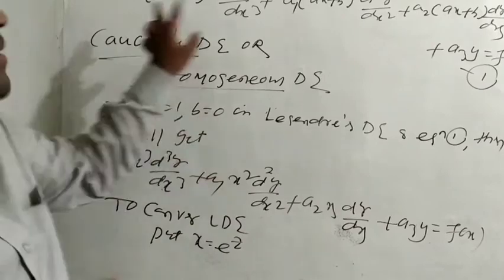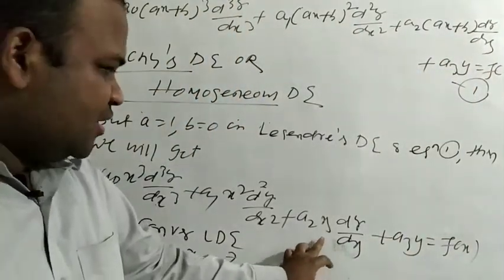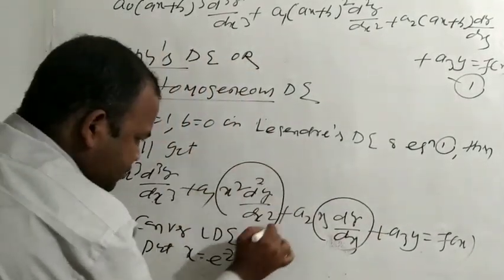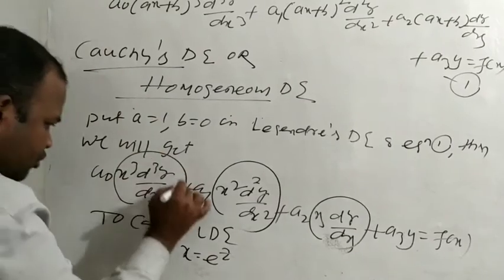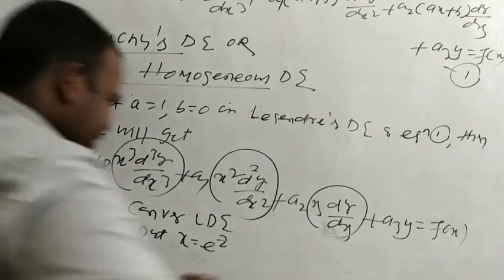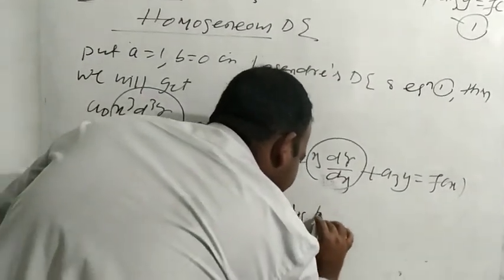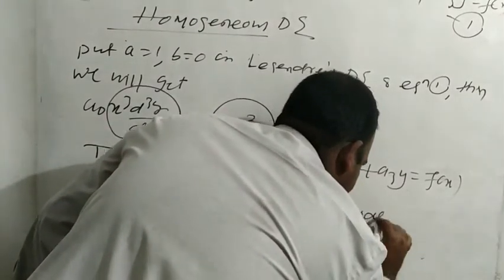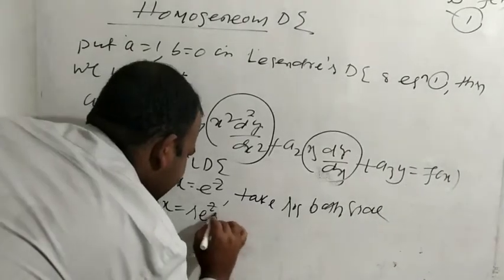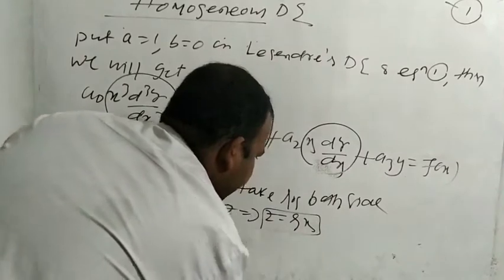Just as in Legendre's equation we had ax plus b equals e raised to z, here we only have x. So we have to replace x dy by dx, x square d square y by dx square, and x cube d cube y by dx cube. Put x equal to e raised to z, take log on both sides. So log of x equals log of e raised to z, which equals z. That means z equals log of x.